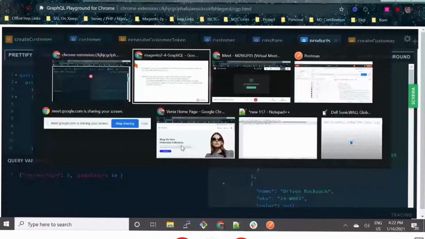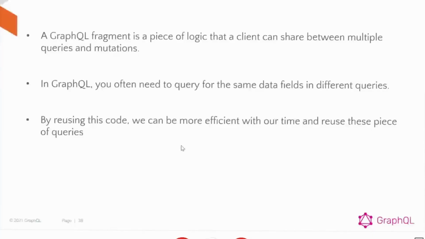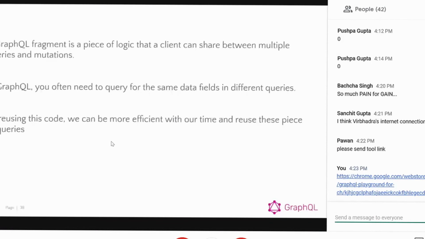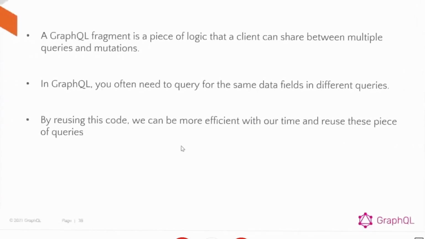Let's go with fragments, GraphQL fragments. So what is a GraphQL fragment? A GraphQL fragment is a piece of logic that can be shared between multiple queries and mutations. In a real-world programming language, we create default functions that can be used in multiple places. They're reusable functions. Same with GraphQL, we can create a sample piece of code that we can use with different queries and mutations. It's called a fragment. In GraphQL you often need to query the same data fields in different queries, and by reusing this code, we can work more efficiently.